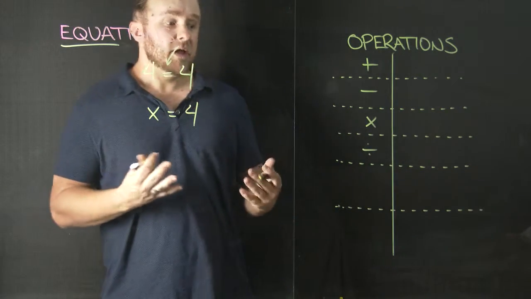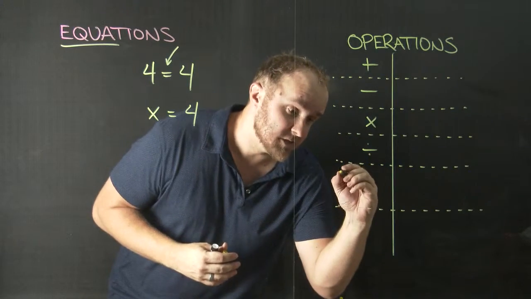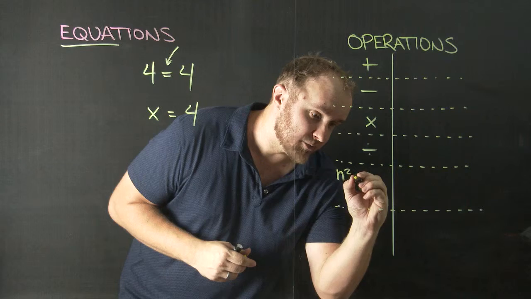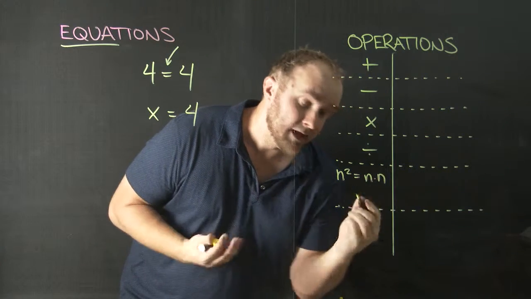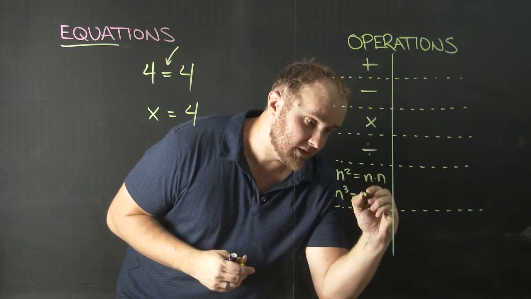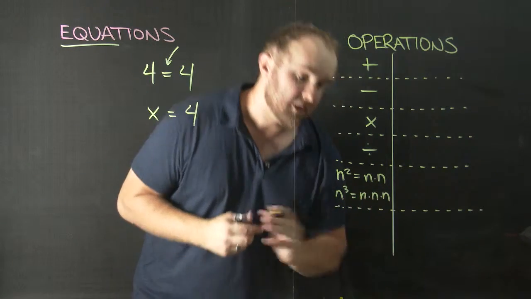But we might also know that we can take numbers to powers. So for example, I could have a number and I could square it. That means that I'm just multiplying a number by itself. I could have a number and I could cube it or raise it to the 3rd power. That means the same thing, only this time I'm multiplying that number by itself 3 times.